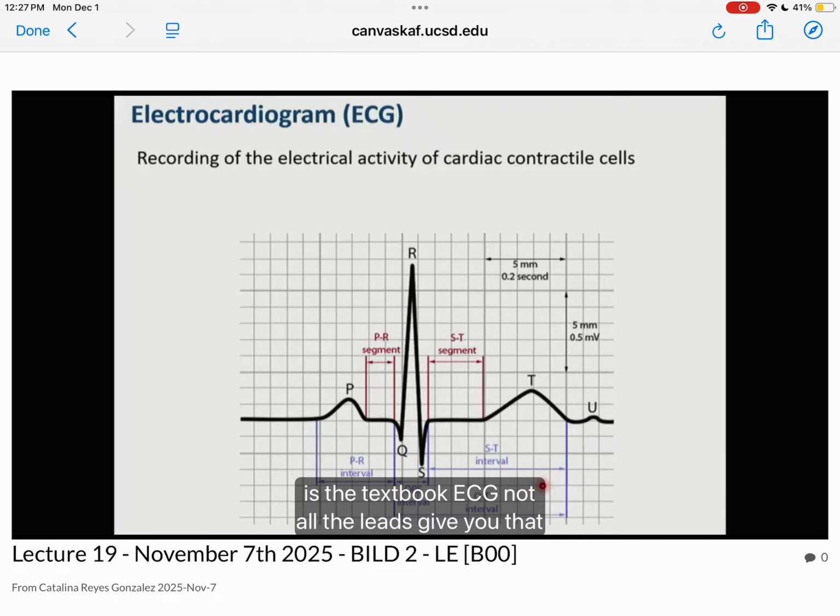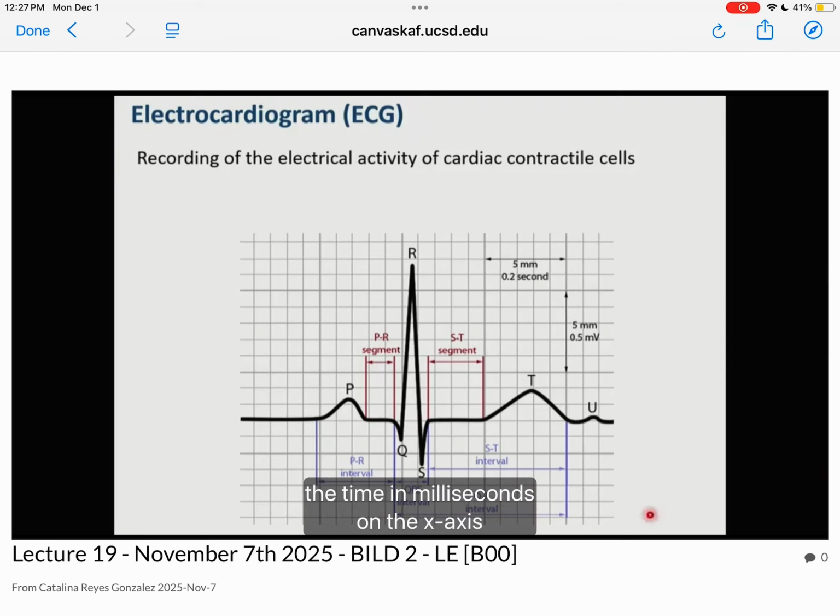Not all the leads give you that ECG, and it varies between people, right? Because it depends also on the position of the heart. So your heart, for most people, is going to be the bottom of the heart pointing to the left, right? And sitting on the left side of your chest. Some people actually have it on the right, and their ECG will look different. Very few, but some people have it. So what do you have here?